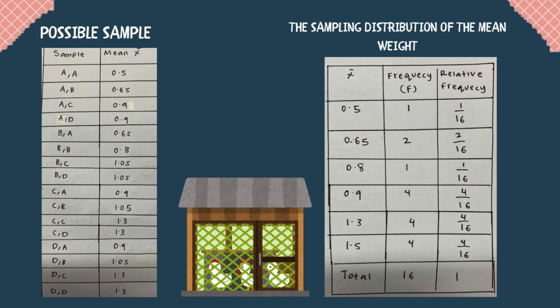After that, we need to make a table containing 3 columns, which are mean, frequency and relative frequency. To calculate the frequency, count the number of times each value appears in the dataset. To calculate the relative frequency, count the total number of values in the dataset, then divide the frequency by the total.